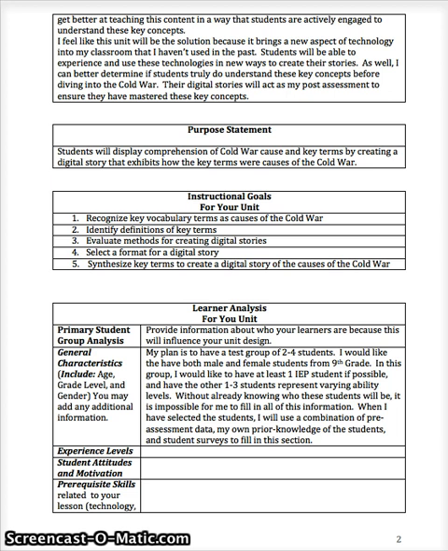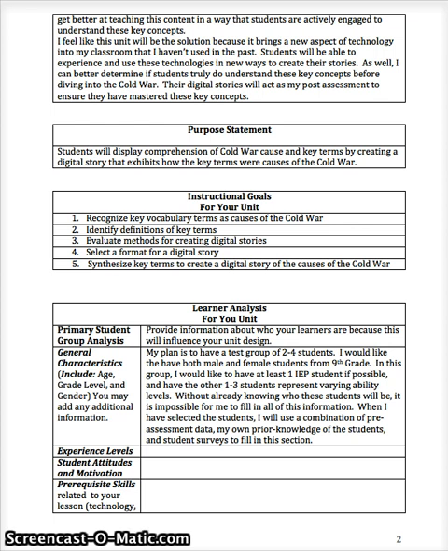My purpose statement: students will display comprehension of Cold War cause and key terms by creating a digital story. So when this unit is implemented in class, the kids will actually have to take key terms from the Cold War and put them into a digital story.